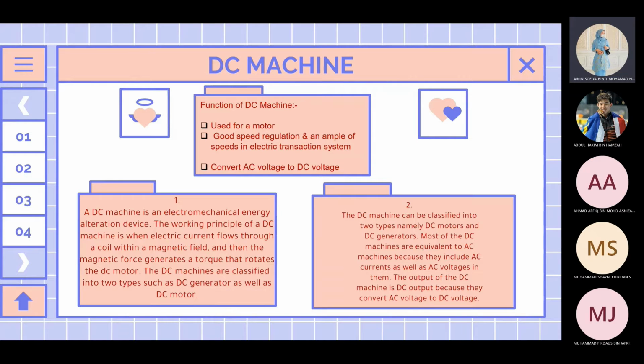A DC machine is an electromechanical energy alteration device. The working principle of a DC machine is when electric current flows through a coil within a magnetic field, and then the magnetic force generates a torque that rotates the DC motor. The DC machines are classified into two types, such as DC generator as well as DC motor.